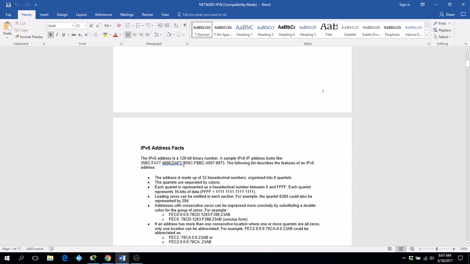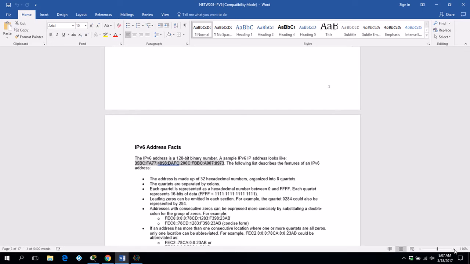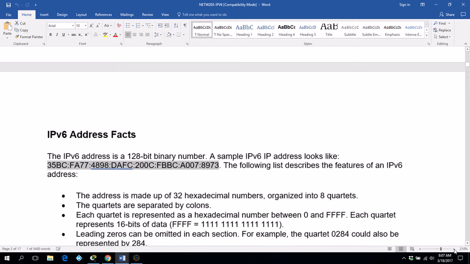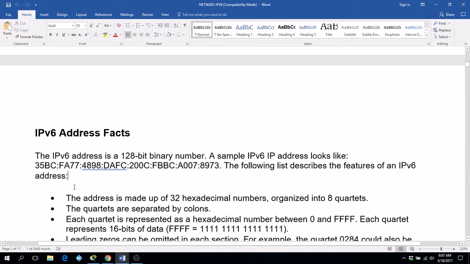The IPv6 address is typically written in hexadecimal numbers. Here's an example of it. Let me just blow this up so you'll see what I'm talking about.